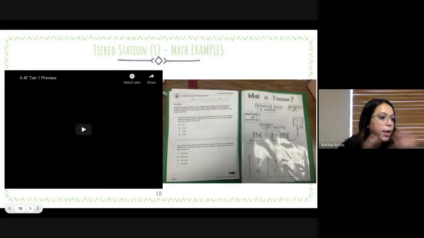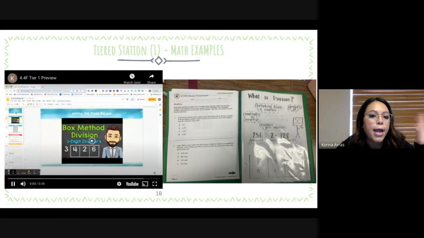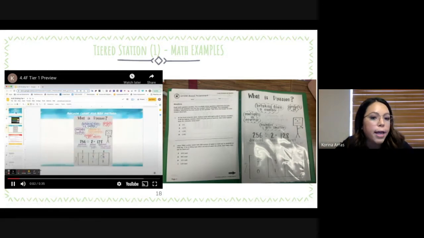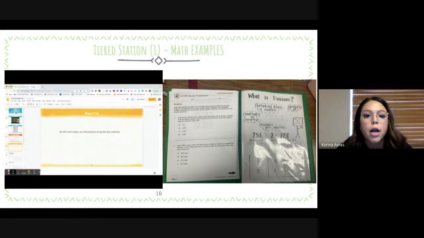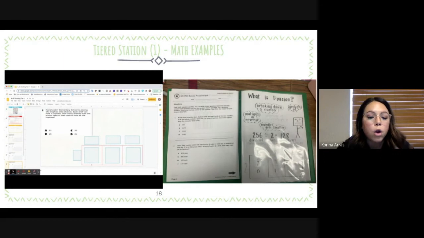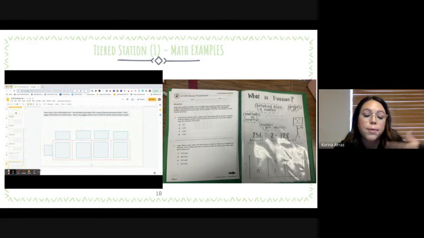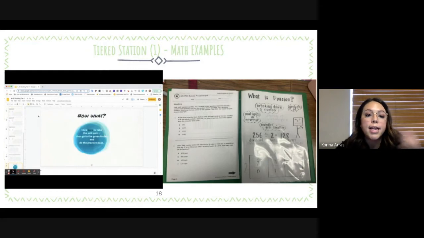So I'm just going to quickly show you all what a tiered station looks like for the students. So I create a slideshow, and it has a video for them to go through, an anchor chart, what it looks like on STAR. They have practice. So our tier ones, what they're working on right now is division, but in word problems and interpreting remainders. Do they ignore the remainder? Do they round their answer up? And then at the end, they click and they take an exit ticket on Google Forms.